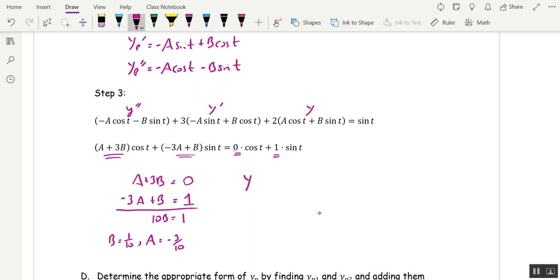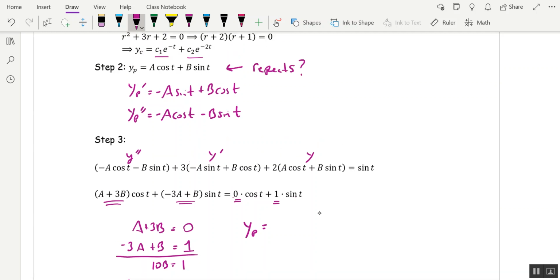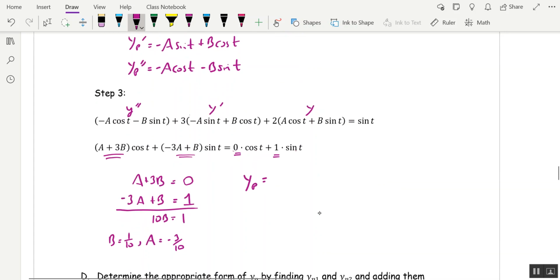So my yp, here's where you want to go back and make sure you're putting, so a is the coefficient of, for me, cosine. So I want to put the negative 3/10 in front of the cosine and the positive 1/10 in front of the sine.